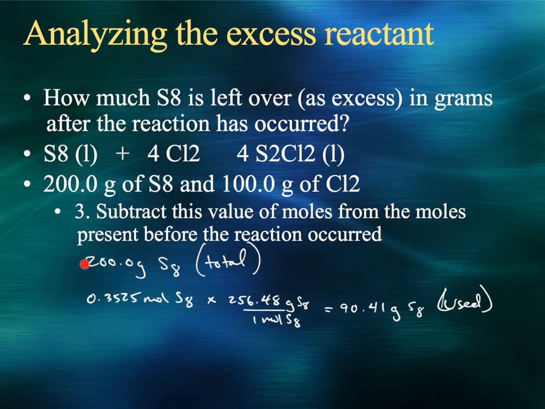So if this is how much we started with, this is how much we used. To figure out how much we have left over, subtract this value right here from the amount present before the reaction started. Well, we're already in grams, so we've kind of cheated and gone ahead and just put it back into grams. Okay, so that's just going to be 200.0 grams of S8 minus 90.41 grams of S8. Okay, and that is 109.59 grams of S8. Okay, and if we wanted to convert that into moles, you could divide it by its molar mass.